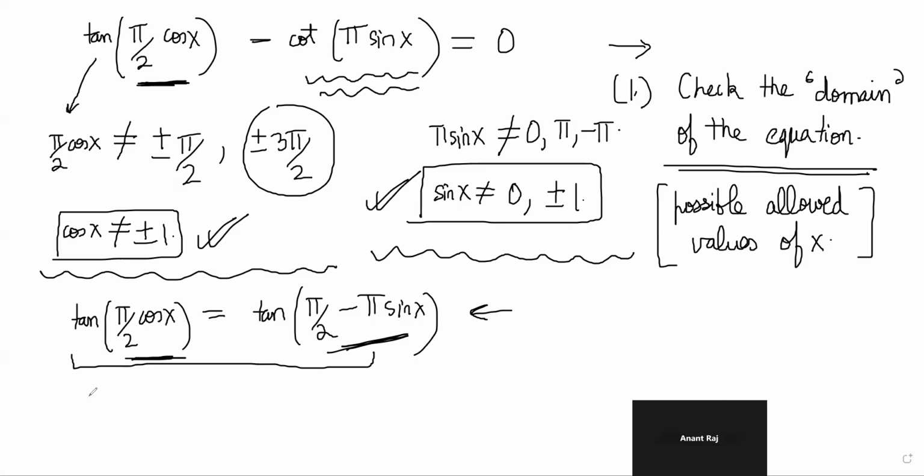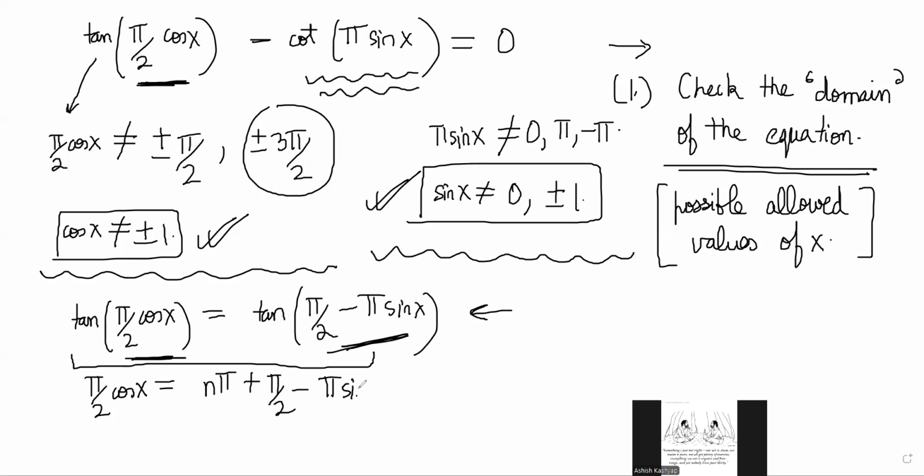When you get tan A is equal to tan B, you can't say A is equal to B. You have to say A is equal to n pi plus B, right? So here you should write pi by 2 cos x is equal to n pi plus pi by 2 minus pi sin x, where n can be any integer.